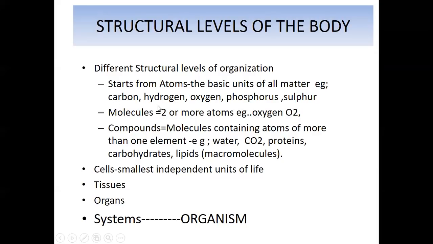And then proceed with the molecule. Usually a molecule is a combination of two or more atoms, for example oxygen. And then a compound is a molecule containing atoms of more than one element, for example water and carbon dioxide. And then the other molecules are protein, carbohydrate, and lipid. And then the cells. Here we are interested in this one, starting from here until it becomes an organism. The cell is the smallest independent unit of life. And then we have tissue, organ, and then system, and finally it will form organisms.